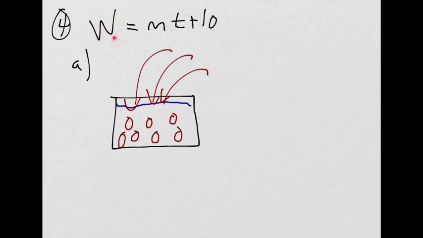Okay? W is the temperature of the water after so many minutes. T is how long this experiment has been going on. And then we've got an m here and a 10 here. Okay? Just think about what I just talked about, what slope means and what y-intercept means. What do you think the slope m would represent in this problem?